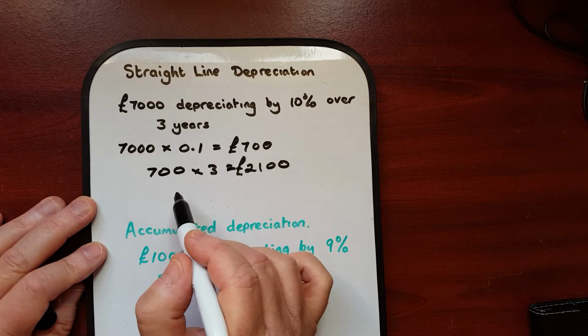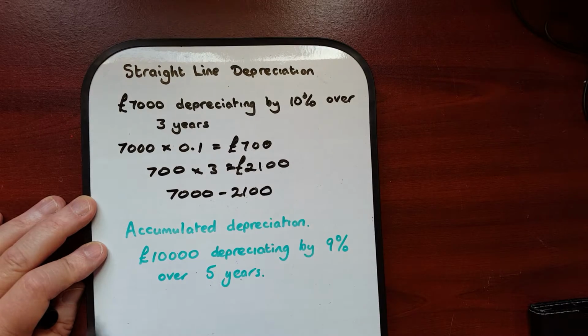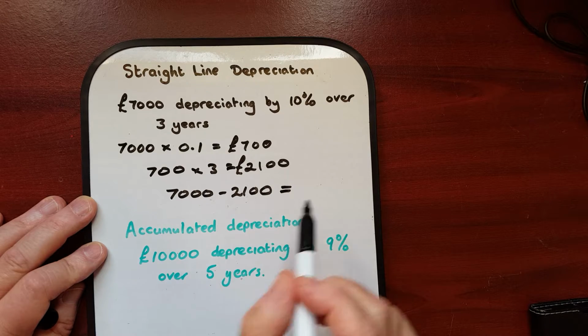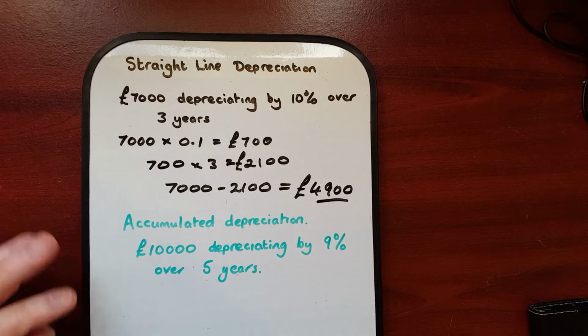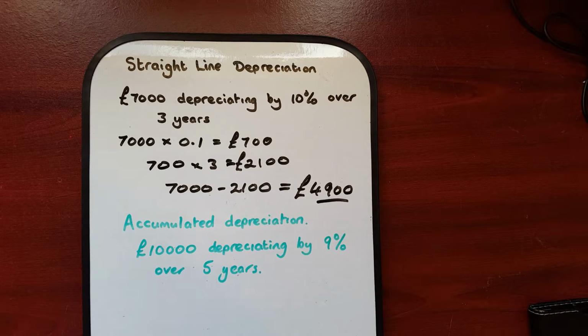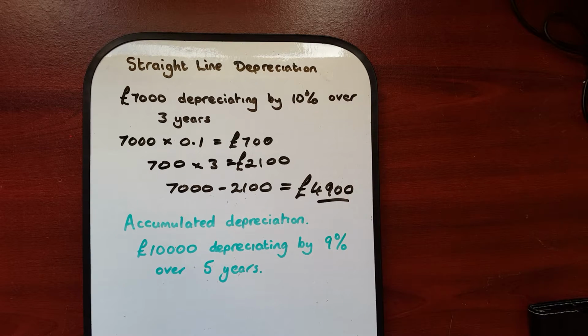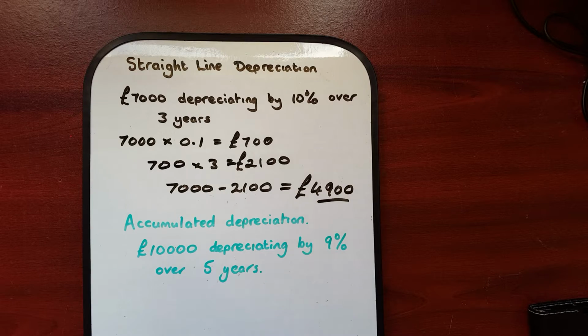To find out what it's completely worth afterwards, you simply do a subtraction sum. 7,000 minus 2,000 would be 5,000, take away another 100 would be 4,900. So the actual vehicle or equipment or whatever it was would be worth £4,900 after the 3 years. It would lose that much in value, it would be worth this. So that's the same thing as the simple interest, but it's going downwards. It's the same calculation, except here we subtract.